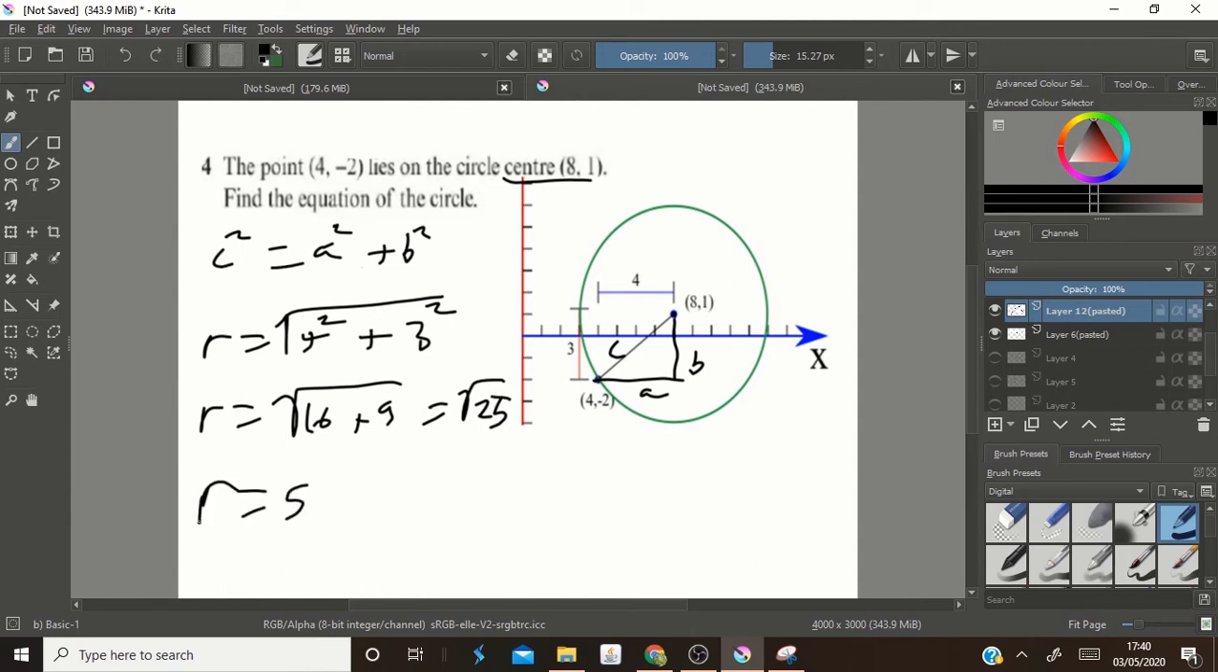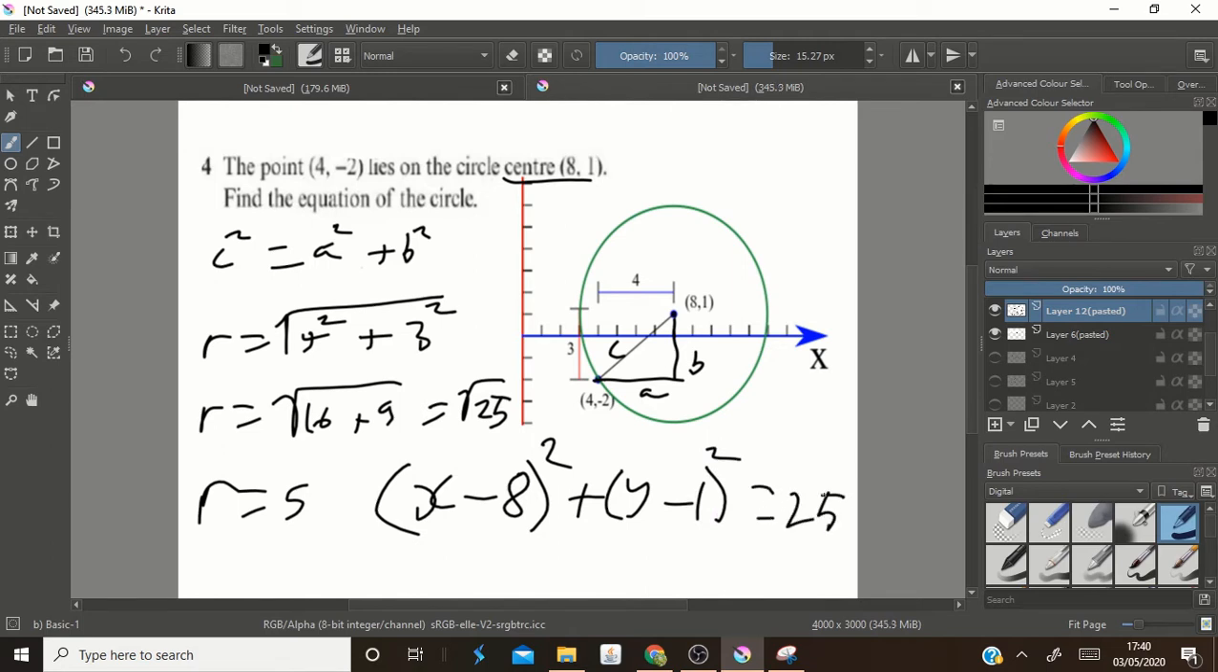Now if we pop that into the equation from before, we see x minus 8, that's a shift right by 8, all squared, plus y minus 1, a shift up by 1, all squared, equals radius squared. 5 times 5 is 25. And that concludes finding the equation for circles.